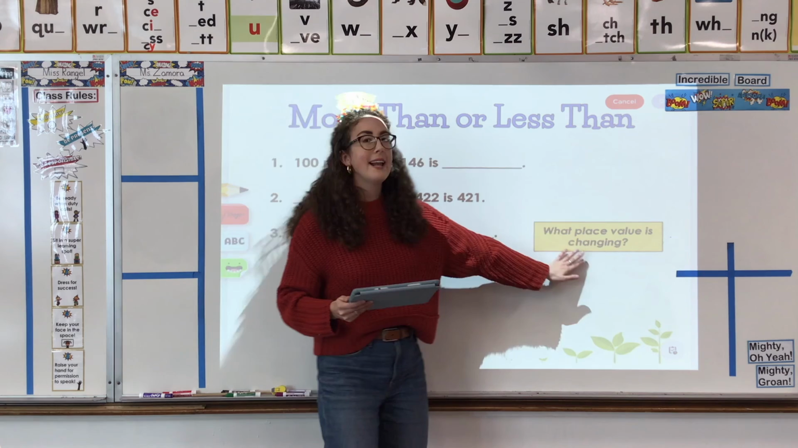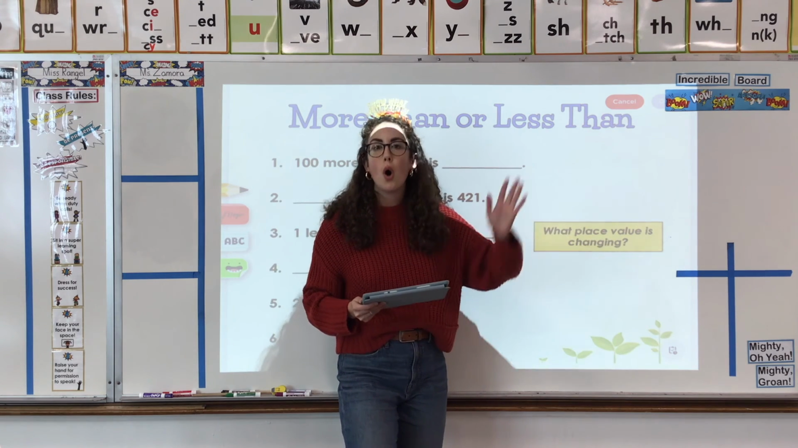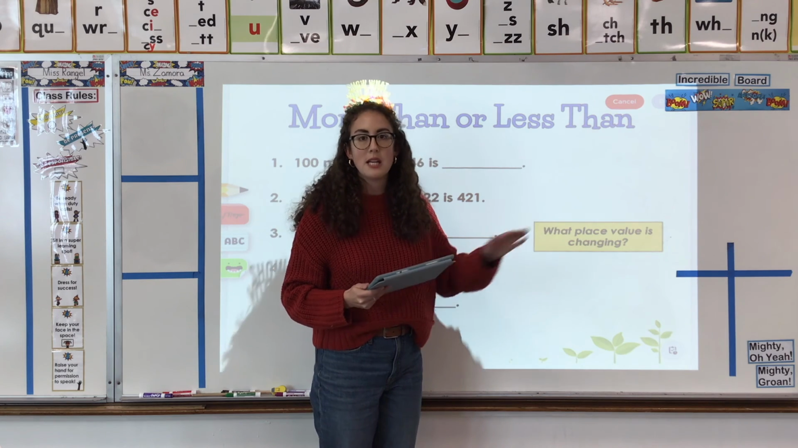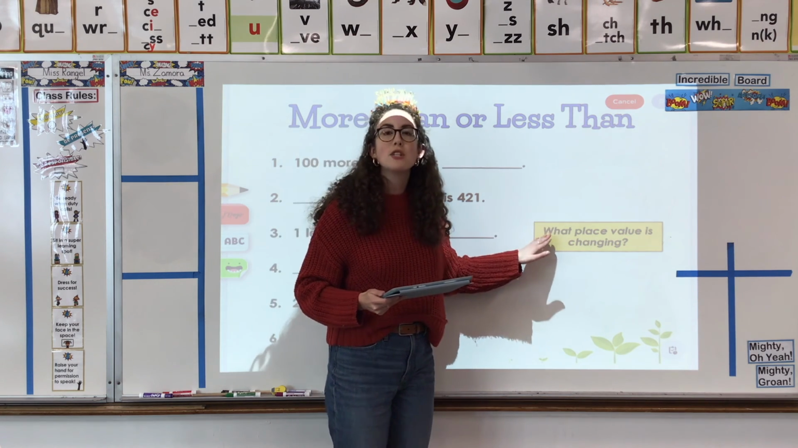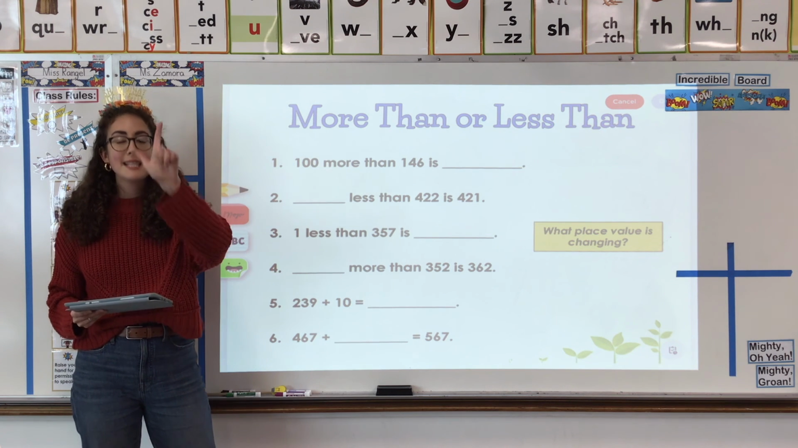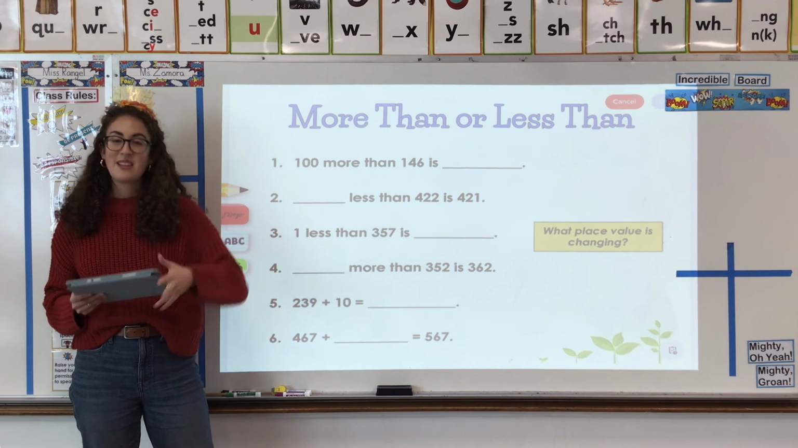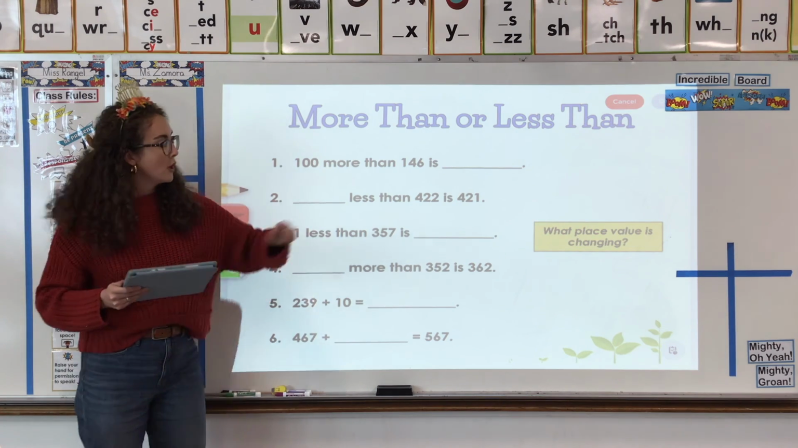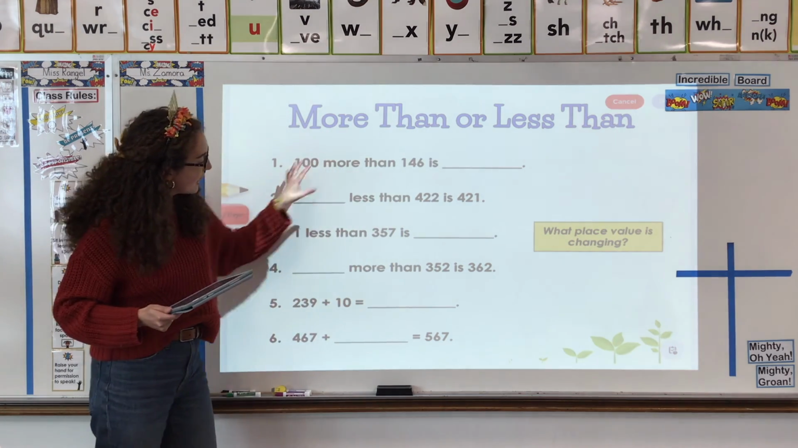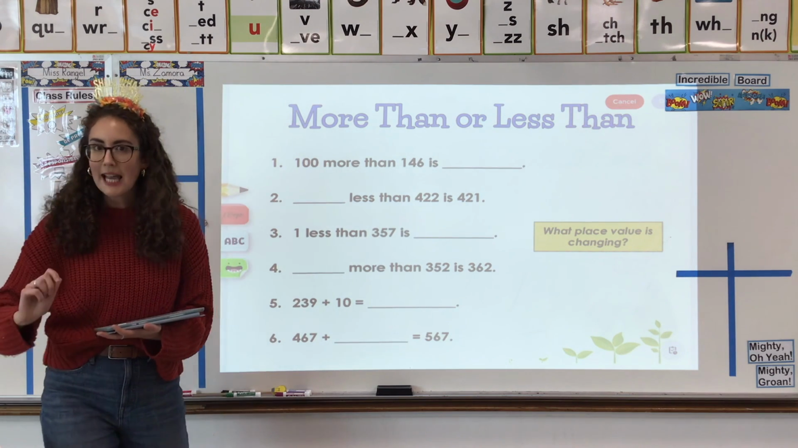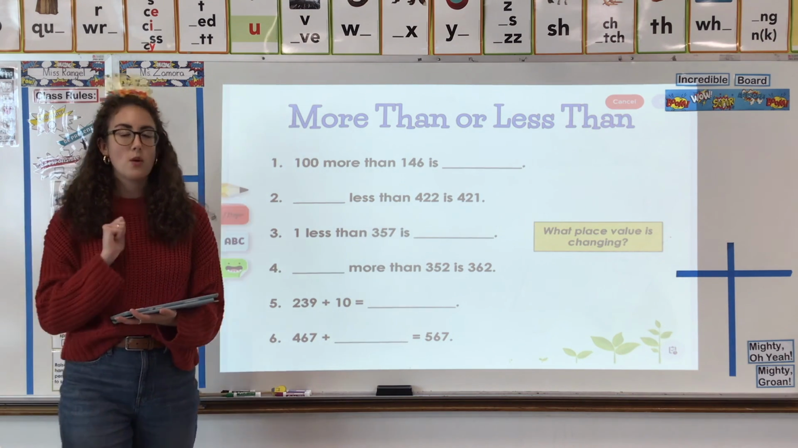If you're getting caught, use this question to always get you started. What place value is changing? Always try and look what is changing. The ones, tens, or hundreds. That will help you get started if you ever get stuck. So you're going to fill in every single blank on all 6 sentences, working really carefully and really seeing what you need to find.